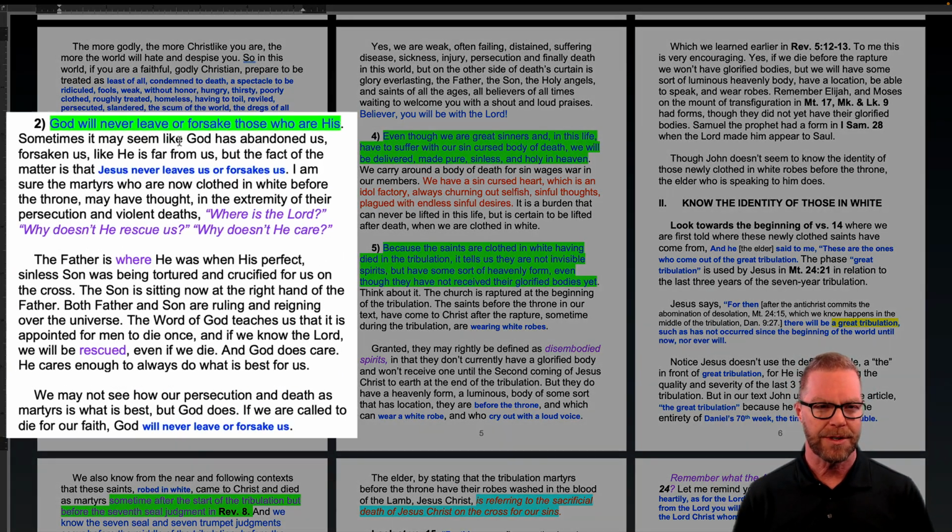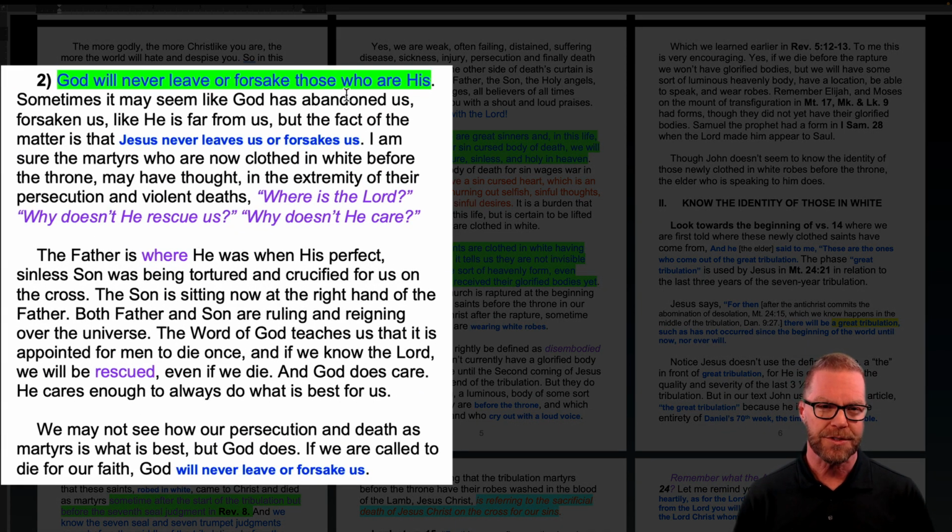Secondly, God will never leave or forsake those who are His. So I just talk about this. Jesus said, I'll never leave you or forsake you. And sometimes in this life, you might think, where's the Lord? And why doesn't He rescue us? And why doesn't He care? Because we're having to suffer trial or the consequences of sin or the consequences of somebody else's sin.